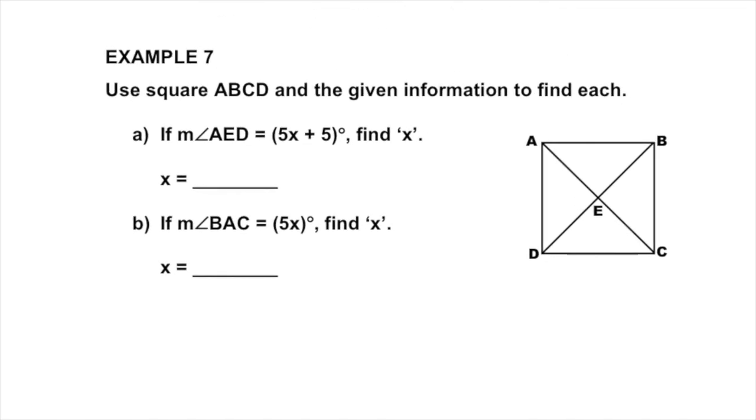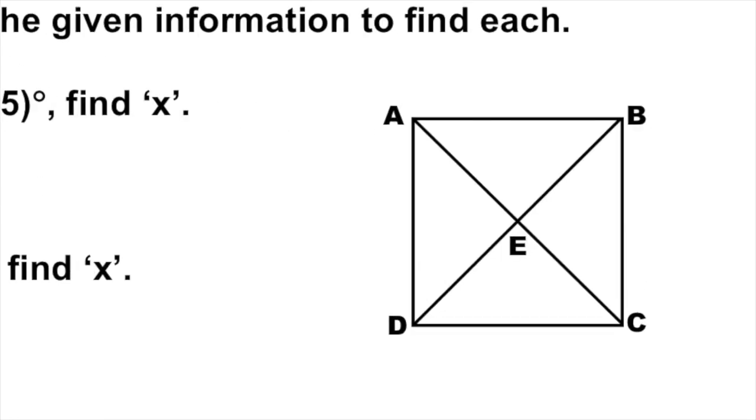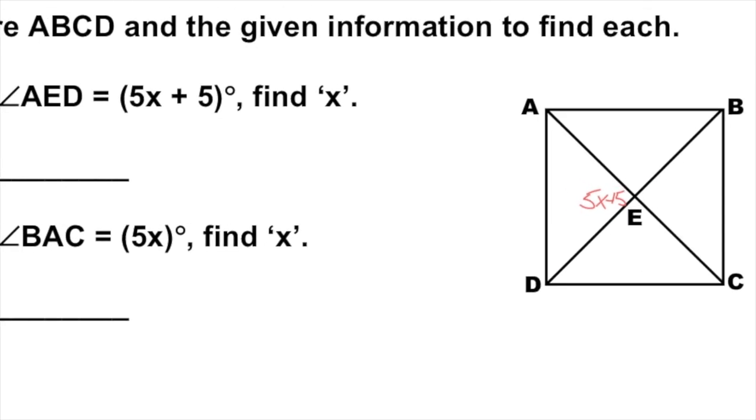The last problem. I know this one's been kind of long. We're going to use square ABCD and the given information to find all of the following. First, it says the measure of AED, this angle right here in the middle, is 5x plus 5, and it wants us to find x. I know that all those angles are 90 degrees, so 5x plus 5 equals 90, which means 5x equals 85, which means x equals 17.